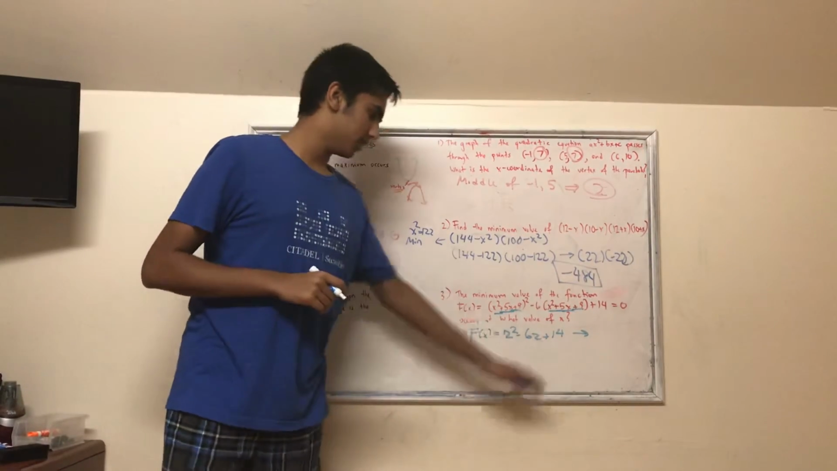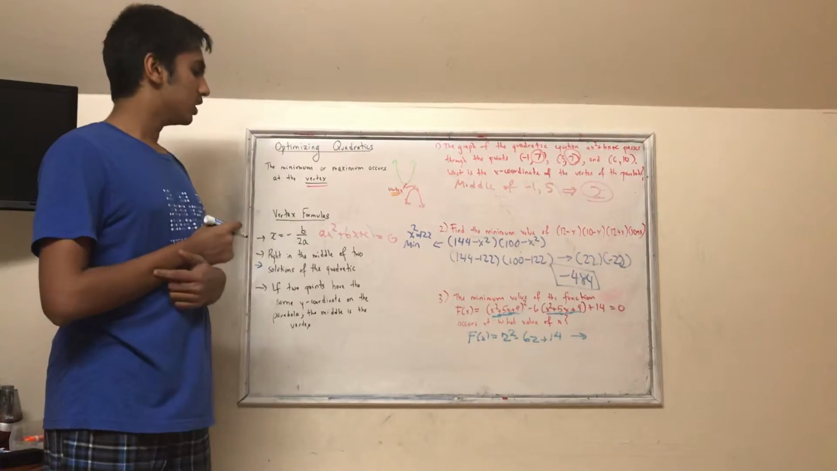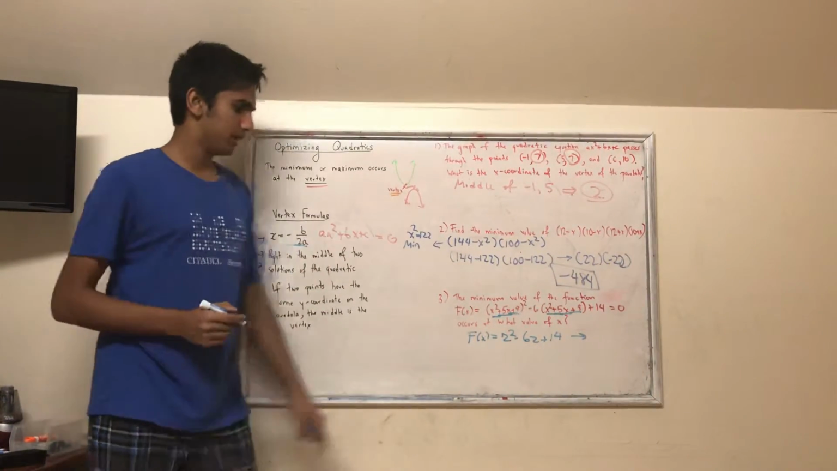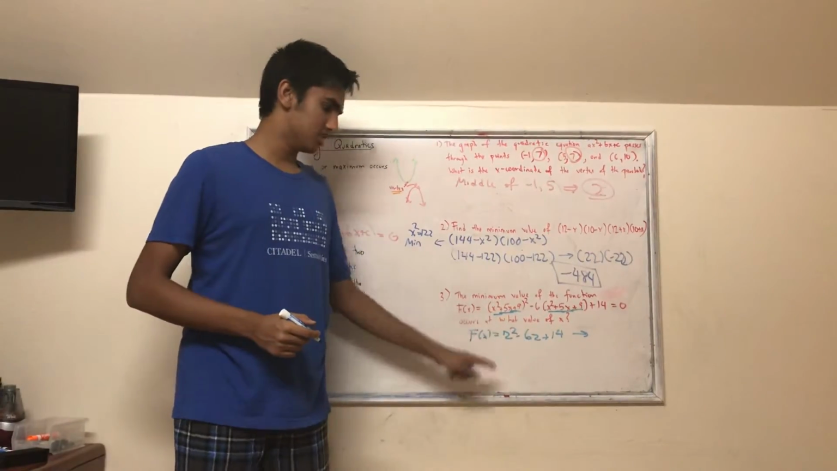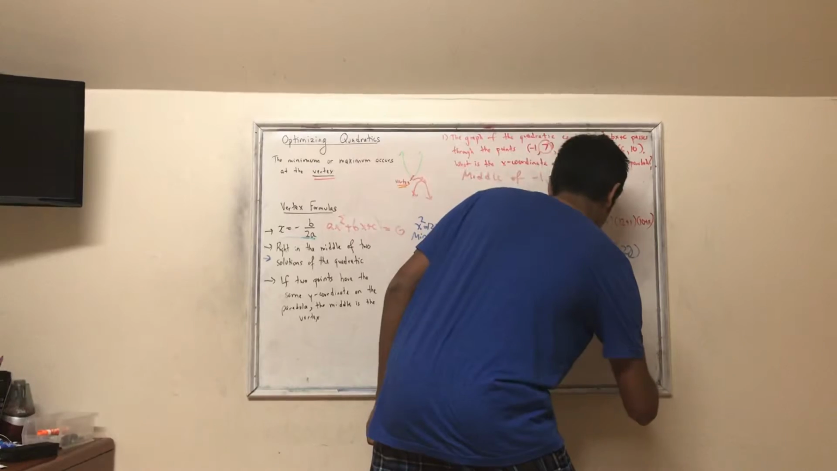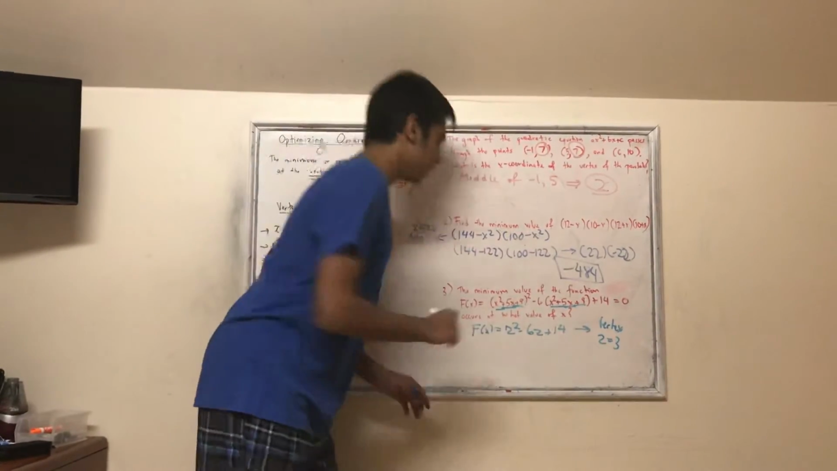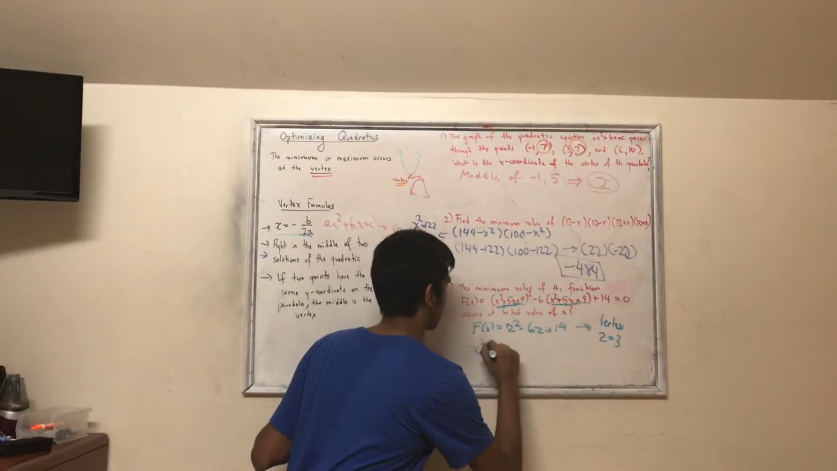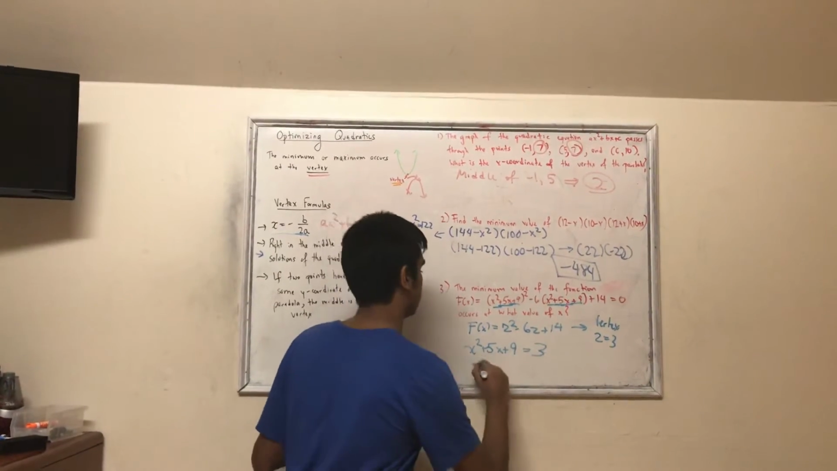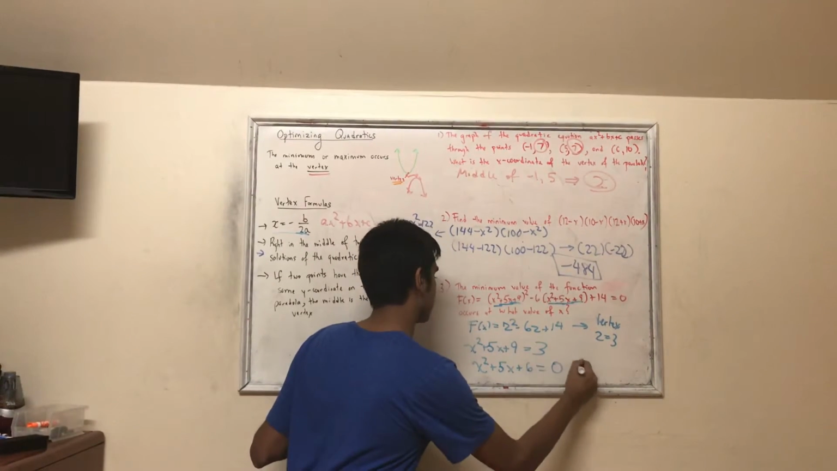So the minimum value of z squared minus 6z plus 14 occurs at the vertex of that function. That occurs when z is negative b over 2a. b over here is negative 6, a is 1. When you put that in, we get z is 3 at the vertex. So we need x squared plus 5x plus 9 to equal 3. That's just x squared plus 5x plus 6 equals 0.